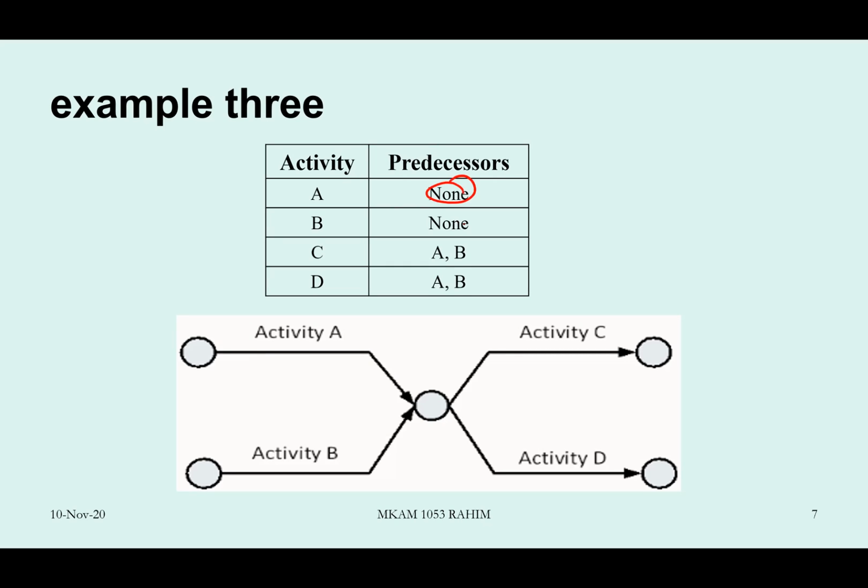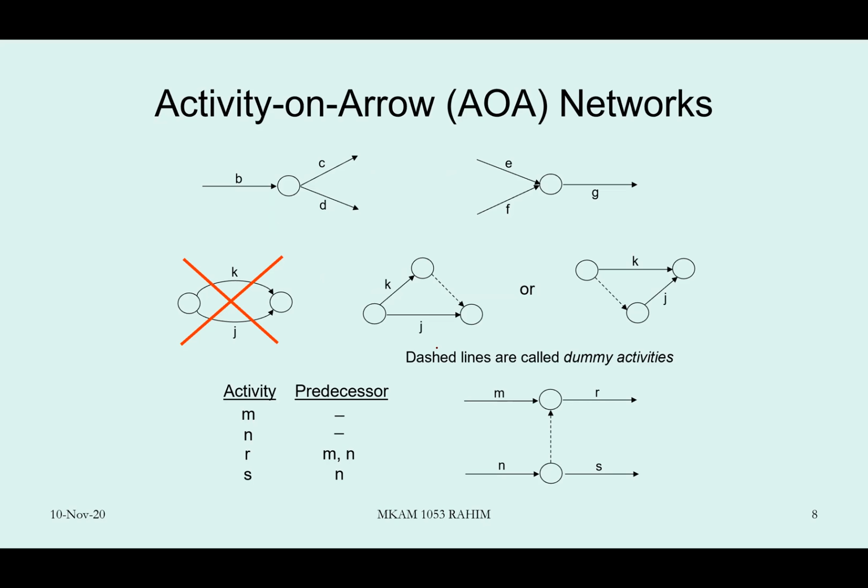AB, none. So you know that AB must start at the same time. They are not connected. You can do that. Okay, they are not connected. And then how about C? C's predecessors are A and B. A is already there, B is already there. You just connect them from one node there. Similarly with D.